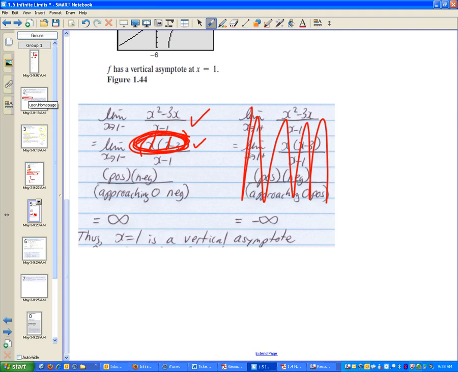How do I know it's approaching 0? Well, because if I stuck a 1 in there, I would get 0. So as I'm getting closer to 1, the denominator is getting closer to 0. So the denominator is approaching 0. So our task is to figure out, is the limit going to be infinity or negative infinity? Our task is to figure out the sign. It's just to figure out the sign. Okay?